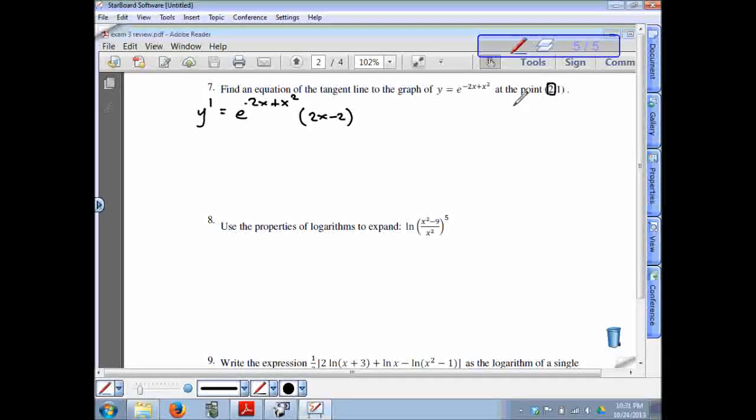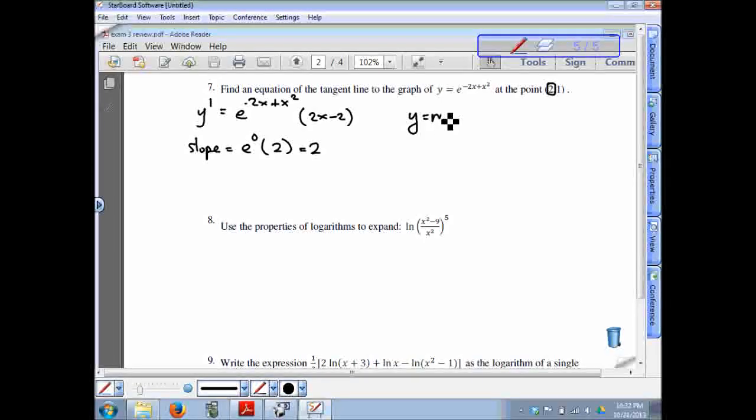Use the fact that x equals 2, plug a 2 in for all the x's, so the slope, if this x is 2, this 2 times negative 2 is negative 4, plus 2 squared, so that's e to the 0 power. Inside we have 2 times 2, which is 4, 4 minus 2 is 2. So e to the 0 power, anything to the 0 power, is just 1. 1 times 2 is 2. So the slope of the tangent line is going to be 2.